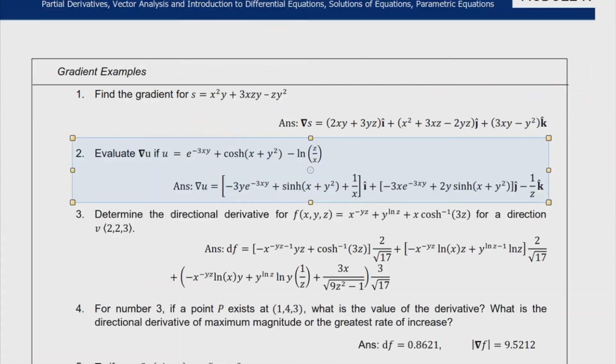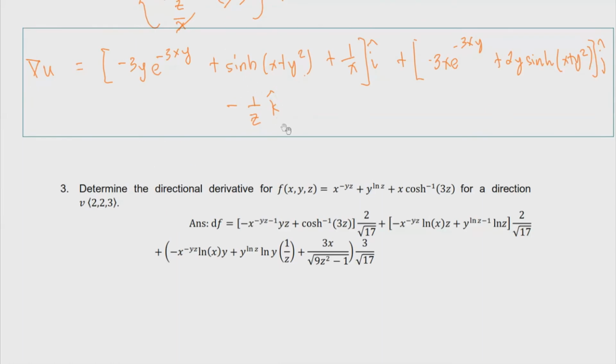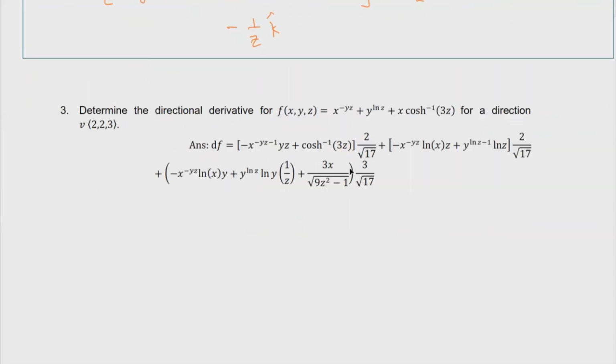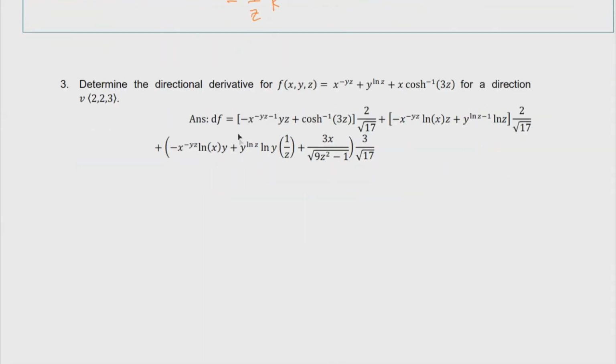So now let's have another one. For this problem, we're not asked to find the gradient, but we're asked to find the directional derivative for f(x,y,z) in the direction of v = <2, 2, 3>. When we talk about the directional derivative, we're actually finding the gradient itself, but the only difference is that the direction is not ijk, but is specified by this v = <2, 2, 3>.